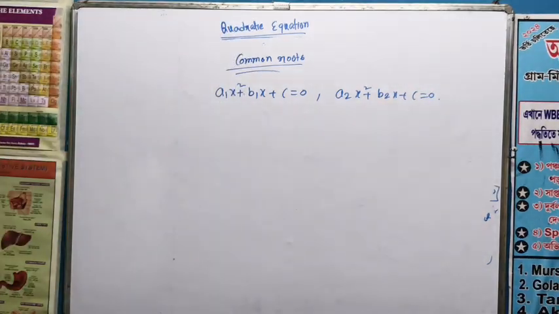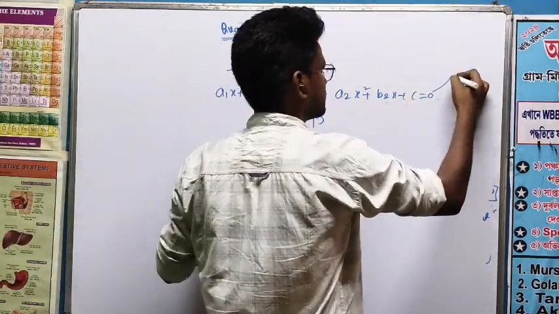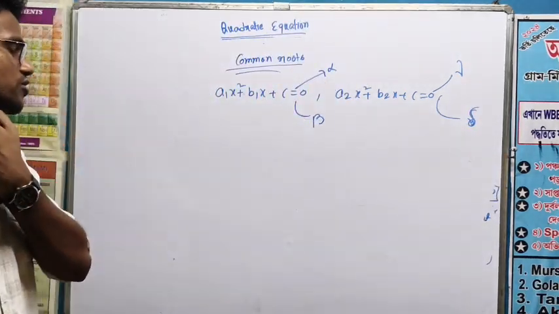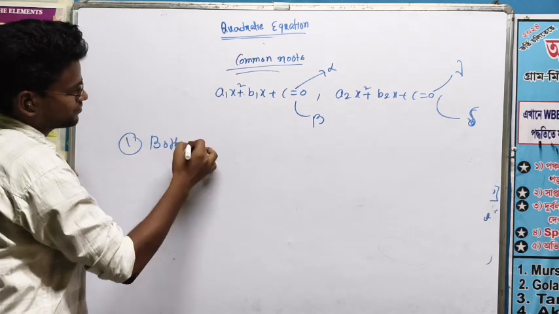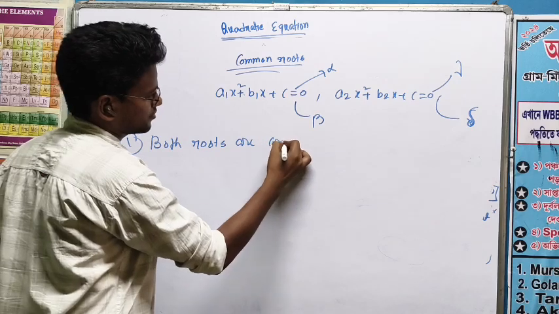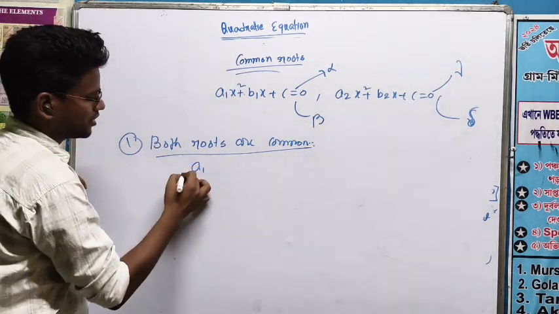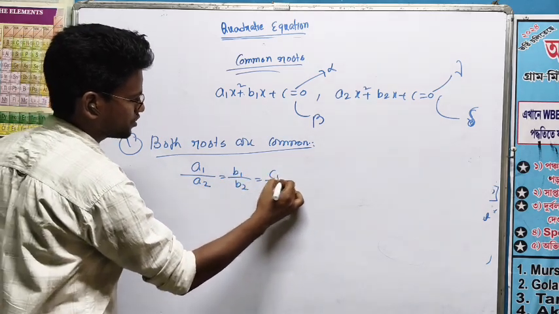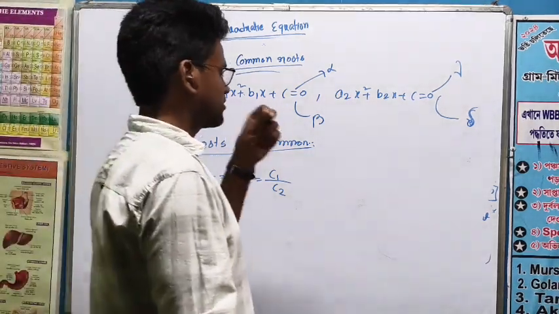Let the roots be alpha and beta for the first equation, and gamma and delta for the second. The first condition is that both roots are common. So what are the conditions? The condition is a1 by a2 is equal to b1 by b2 is equal to c1 by c2. Then we get that both roots are common.